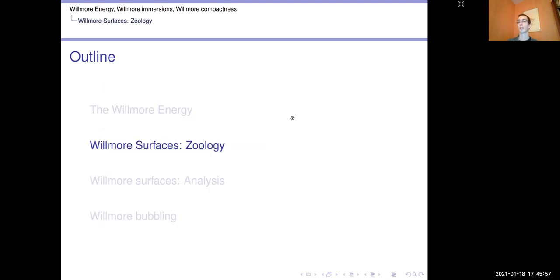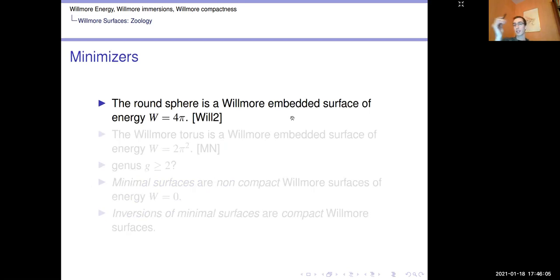First, let us try to understand what we're going to look into. Let us try to have a zoology of Willmore surfaces. What kind of examples can we find for Willmore surfaces? Well, the first one, we're looking at critical points for an energy. Let's look at the minimizers. So we prefer to have compact examples of Willmore surfaces.